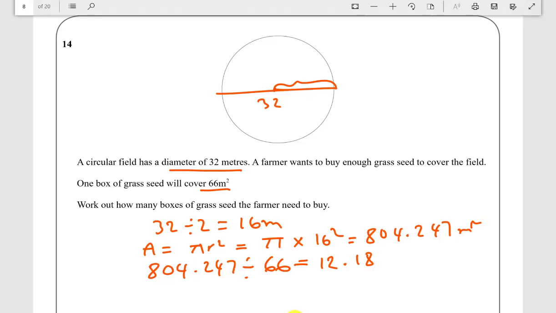If you go and ask a shopkeeper, can you sell me 12.18 of a box, what's the response going to be? Clearly they're going to say, here's the door, mate, just get out. They'd think you're probably crazy or something. But anyway, we need to round it up. So you need to buy the whole box, because we need to cover the area with the grass seed. So we need to round it up to 13 boxes, and that will be our answer.